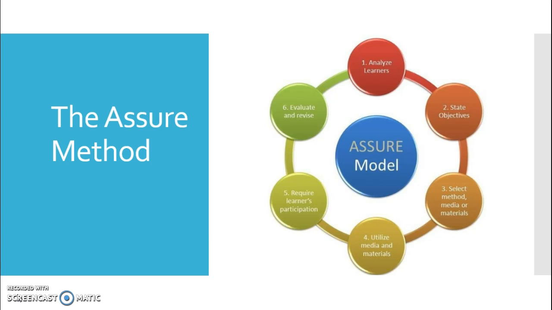There are a total of 6 steps involved in the Assure model. Let's take a closer look at each step.